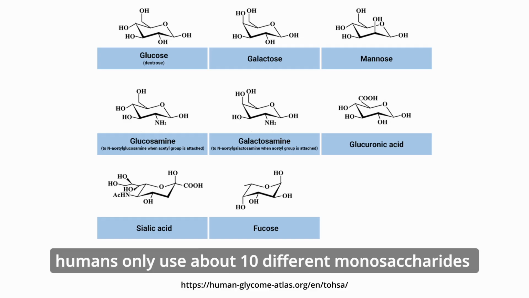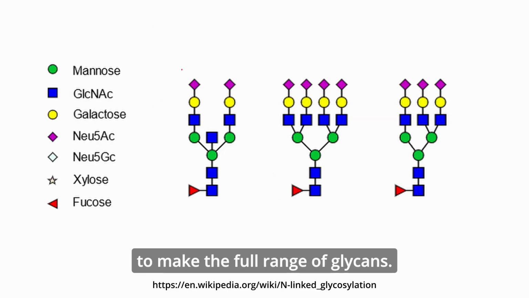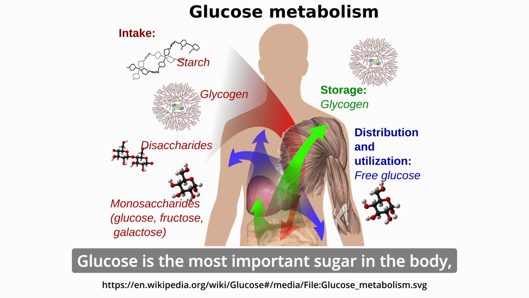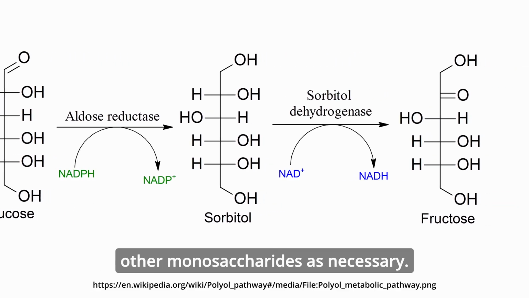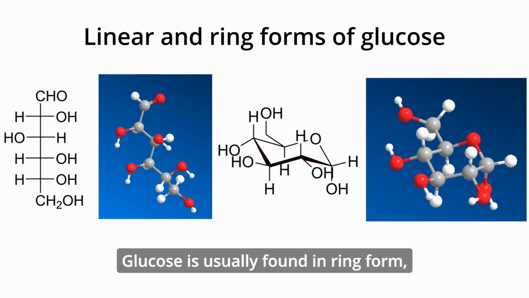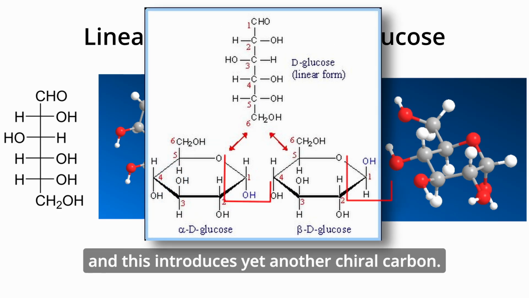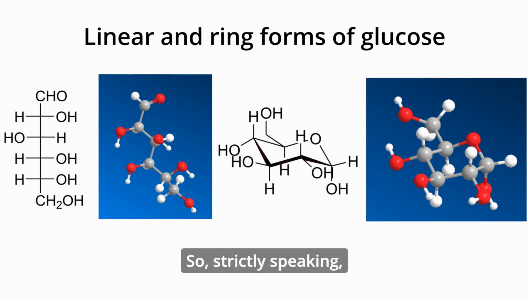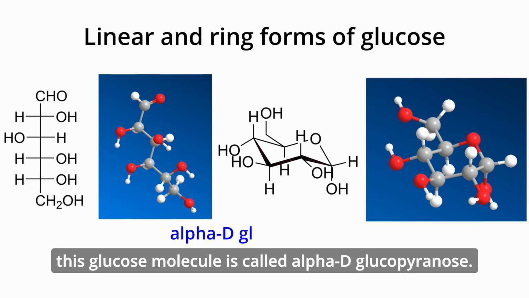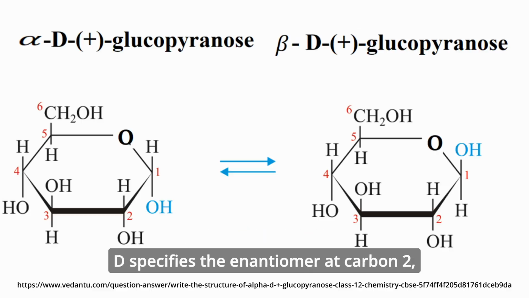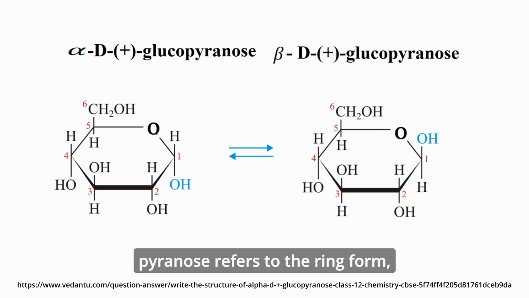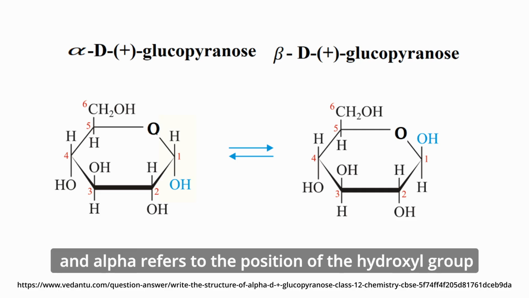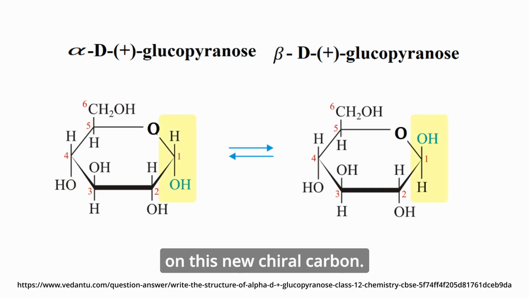Unsurprisingly, humans only use about 10 different monosaccharides to make the full range of glycans. Glucose is the most important sugar in the body and can be converted to or from other monosaccharides as necessary. But glucose is usually found in ring form, and this introduces yet another chiral carbon. So, strictly speaking, this glucose molecule is called alpha-D glucopyranose. D specifies the enantiomer at carbon 2, pyranose refers to the ring form, and alpha refers to the position of the hydroxyl group on this new chiral carbon.